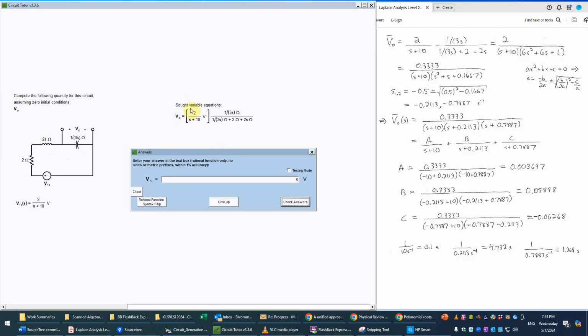So I've written out the expression that we had, the 2 over s plus 10. I've dropped the units here because we know this is volts, which is going to match this, and the ohms are going to cancel out. So I've just left those out here. And we have 1 over the quantity 3s divided by 1 over the quantity 3s plus 2s.